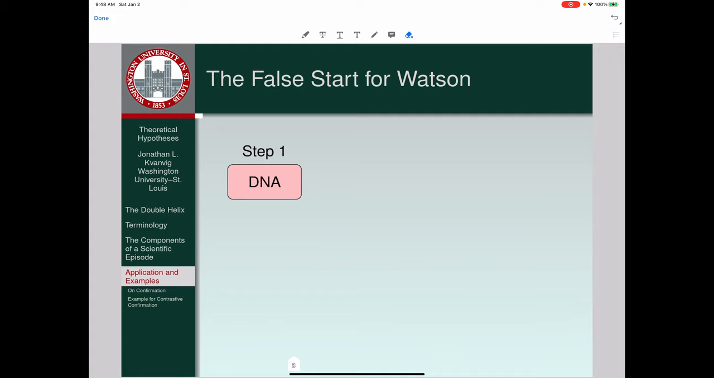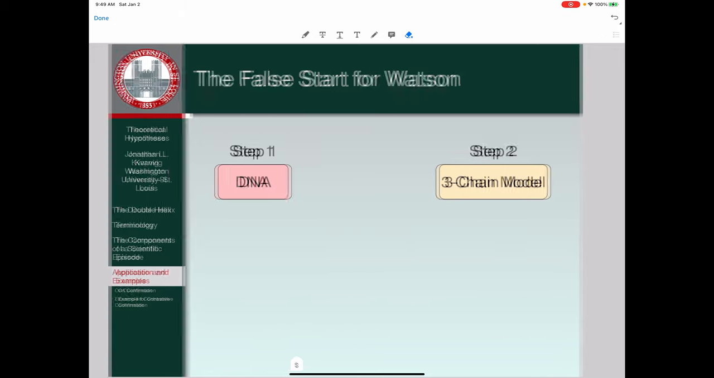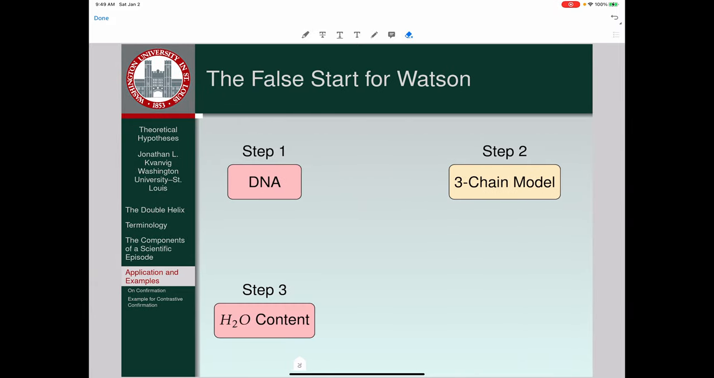So the false start for Watson and Crick was not the double helix, but the triple helix model. In both cases though, regardless of the model, it's the structure of DNA, which is the part of the real world under discussion. So the three-chain model was the false start, and in steps three and four, the prediction from the three-chain model about the percentage of water content in DNA is what was calculated, and then the actual water content.